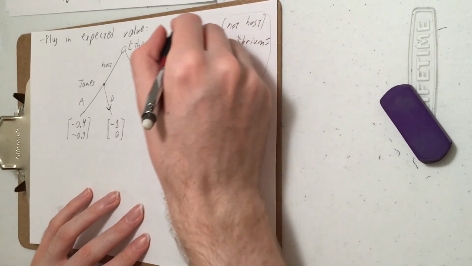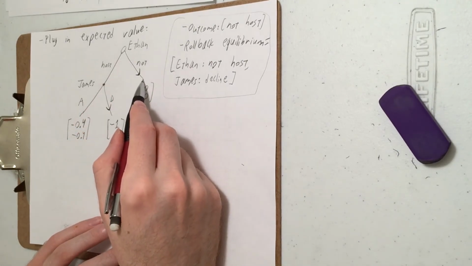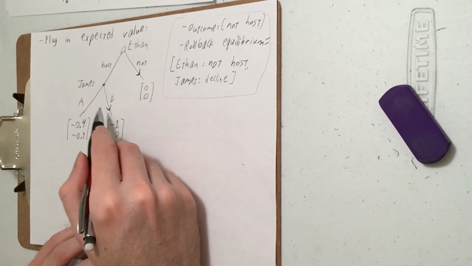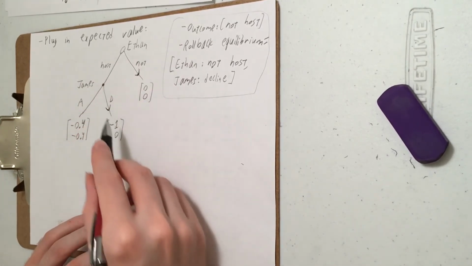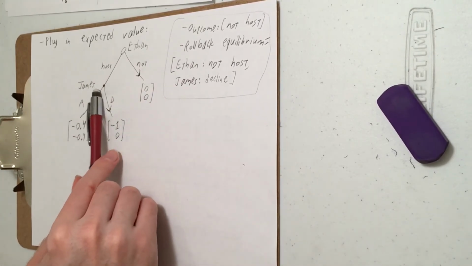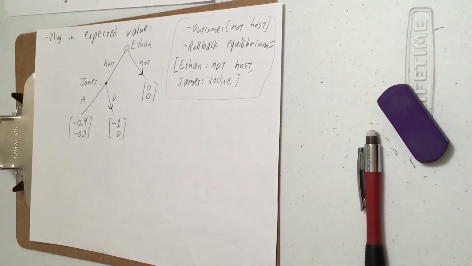Same thing I was saying before, even though Ethan is not going to host, James still has a plan in case Ethan makes a mistake, ends up hosting, and James finds himself at this node unexpectedly. You're prepared for all possibilities when you specify your complete strategy. And that's how the equilibrium is defined.